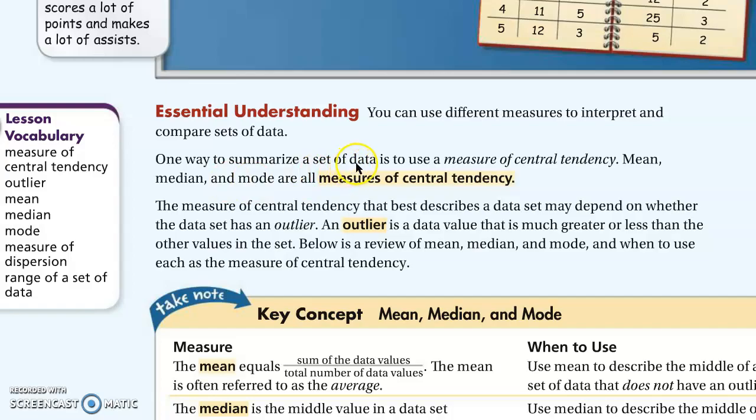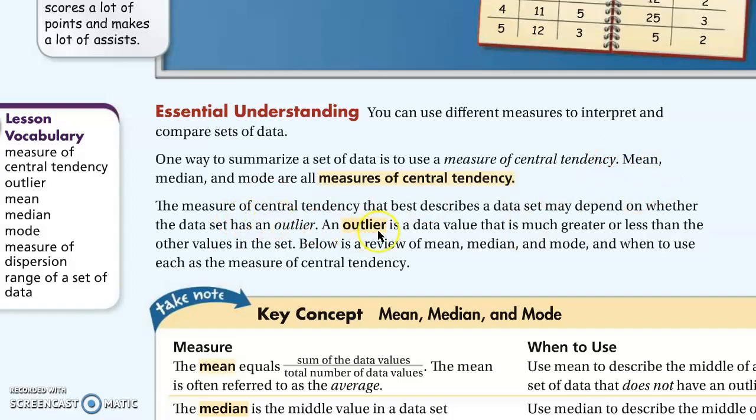One way to summarize a set of data is to use a measure of central tendency. Tendency, by definition, means an inclination towards a particular characteristic or type of behavior. So one of the reasons that we look at data in general is to try to find tendencies, to try to find patterns, to try to find commonalities between the data points to see if it really means something in a bigger picture. So we're going to talk about mean, median, and mode, because these are all measures of central tendency. They're all ways that statisticians or people who look at data, or maybe you in your future professional life, might look for meaning behind the data.